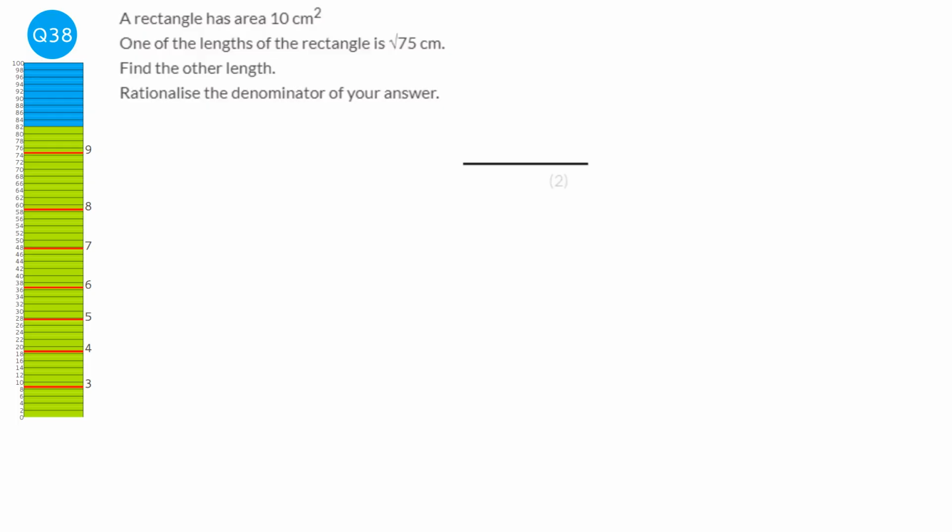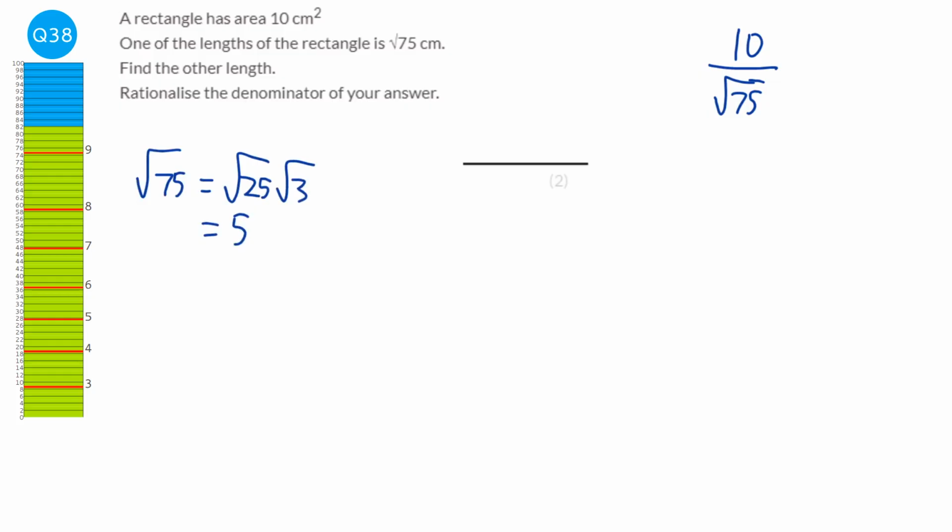So if the area of the rectangle is 10 and one of the lengths is root 75, to find the other length we do the area divided by the length given, and that will work out what the other length is. Root 75 though is something that can be simplified, so let's simplify that. And it's root 25 root 3, so it's 5 root 3. So this equals 10 over 5 root 3.